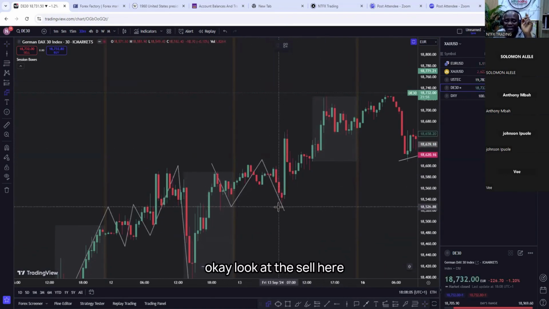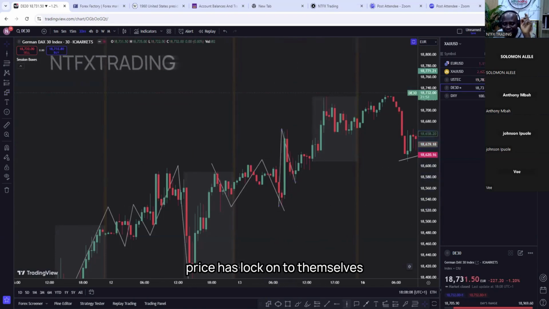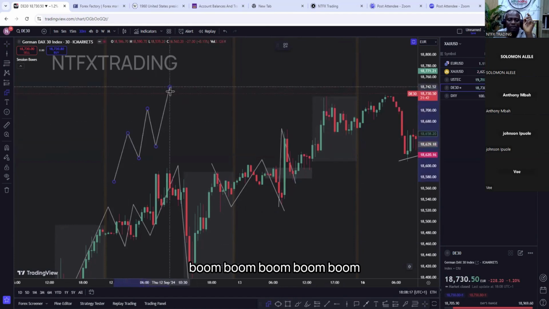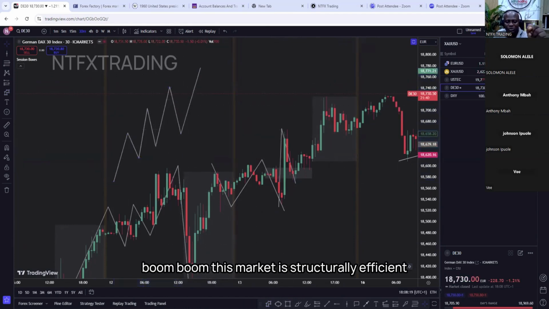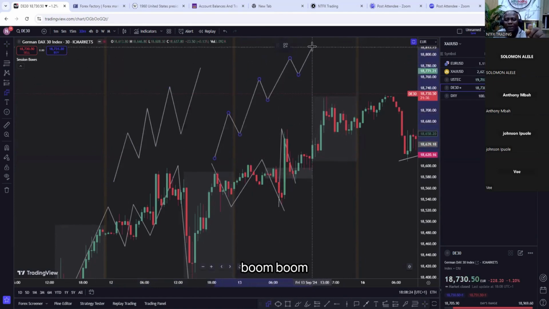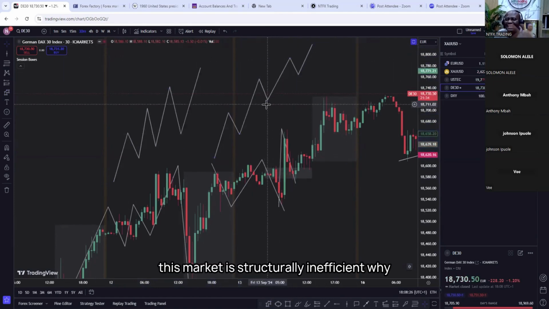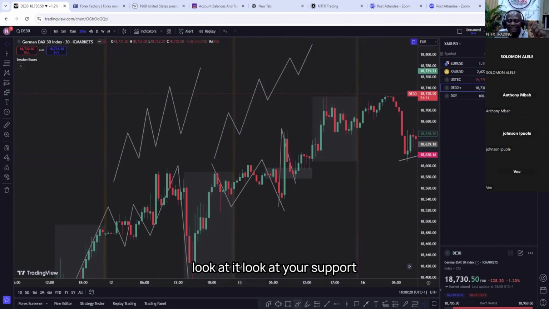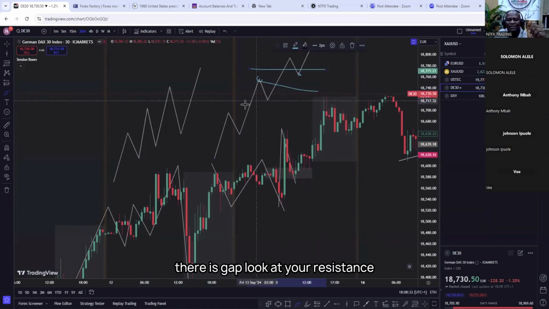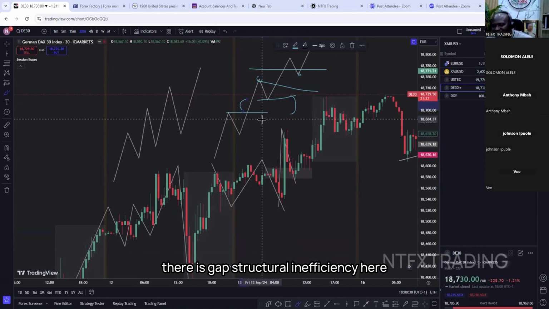Okay, look at the sell here, look at the buy here. Price has locked onto themselves. Can you see? Structural efficiency. This market is structurally efficient. This market is structurally inefficient. Why? Look at your support, look at your resistance. There is a gap. Look at your resistance, look at your support. There is a gap.